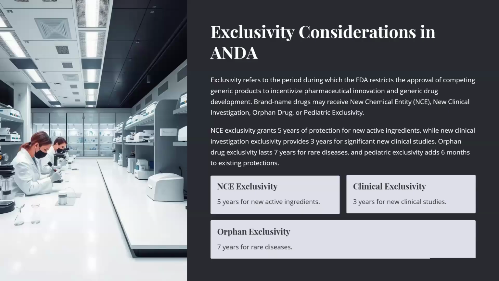Now let's talk about exclusivity considerations in ANDA. Like I told you, 180-day exclusivity is granted, but before we talk about 180-day exclusivity, let's talk about what exclusivity is, and what are the types of exclusivity that are granted. It refers to a period during which the FDA restricts the approval of competing generic products to incentivize pharmaceutical innovation and generic drug development.